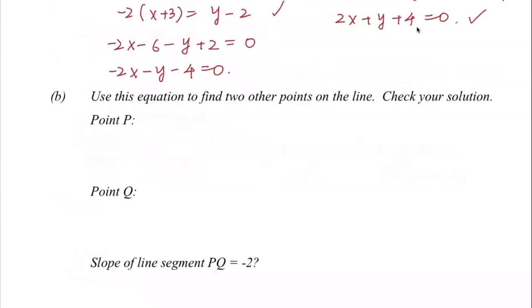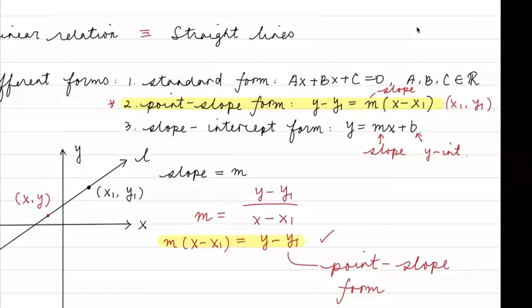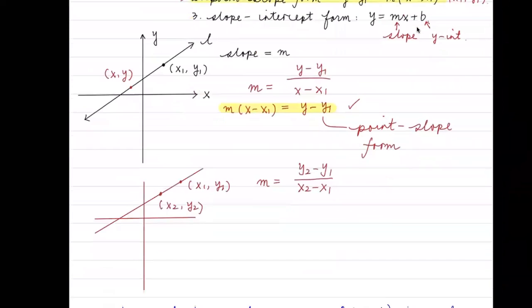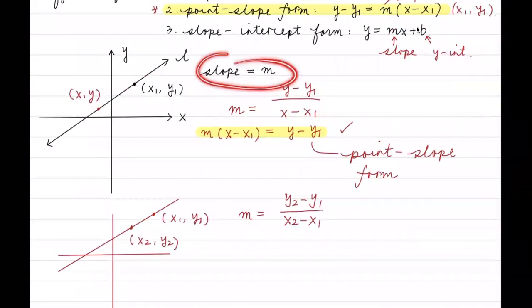Part B. A lot of people have trouble understanding part B. Let me explain what part B is really asking us. So let's go back to our notes here. We are given a slope of a straight line, and we're given a point. We basically used these two pieces of information to find the expression of this straight line, right?